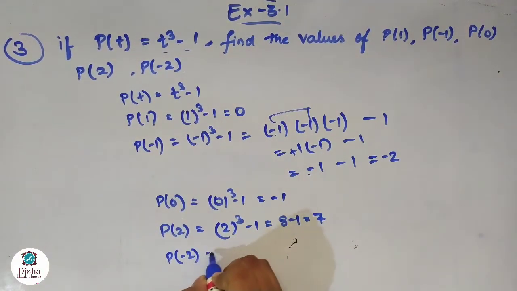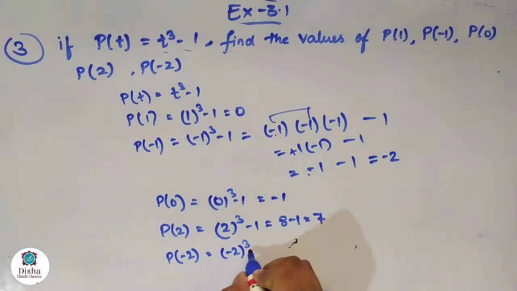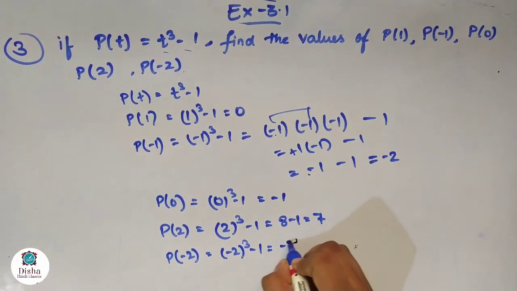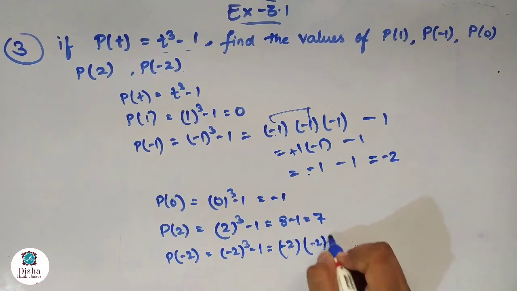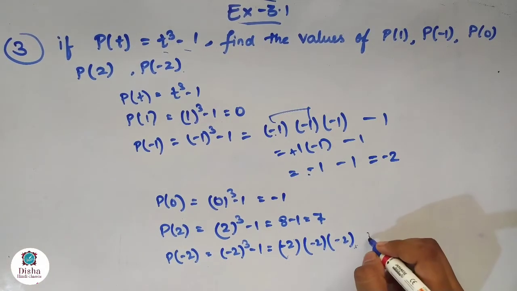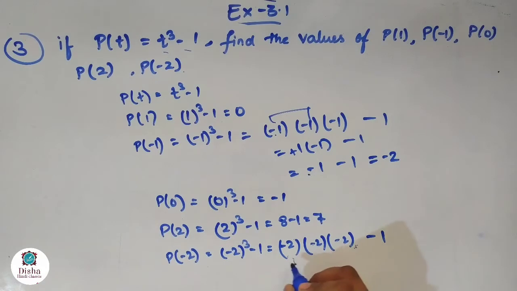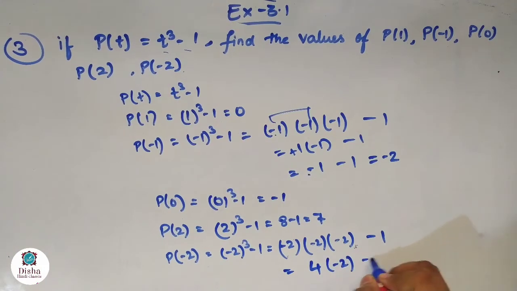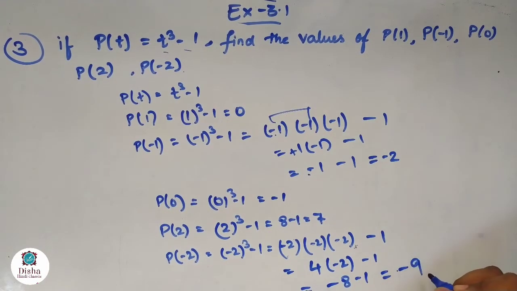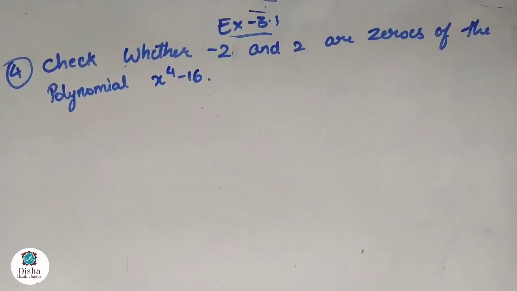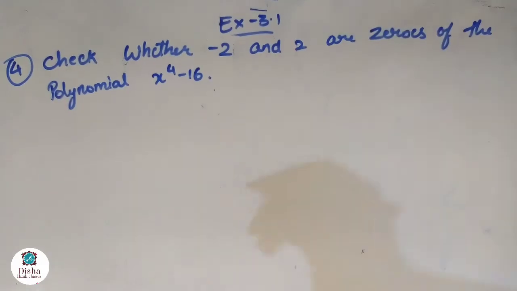P of minus 2. So minus 2 whole cube minus 1. So minus 2 into minus 2 into minus 2 and minus 1. So minus 2 into minus 2 will be plus 4, right? It will be plus 4 into minus 2 minus 1. So plus 4 into minus 2 will be minus 8 minus 1. Therefore the answer will be minus 9. So this was the solution for the third one. So now we have the fourth one.